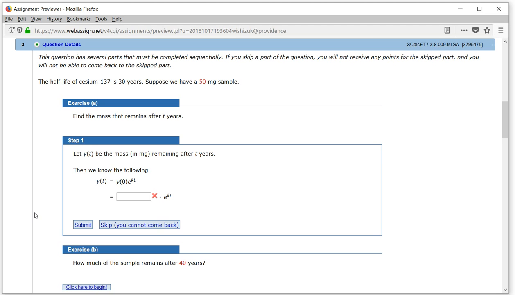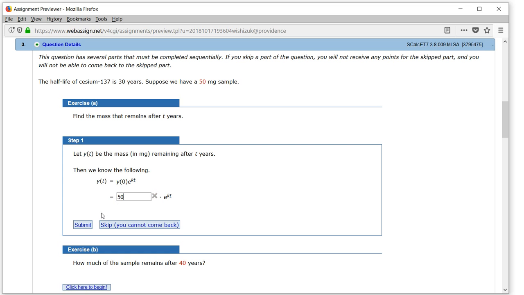All right, let's look at homework 3.8, problem number 3. Let's look at part A. We want to find the mass that remains after t years. Initially, we have 50 milligrams, so y of 0 is probably 50.